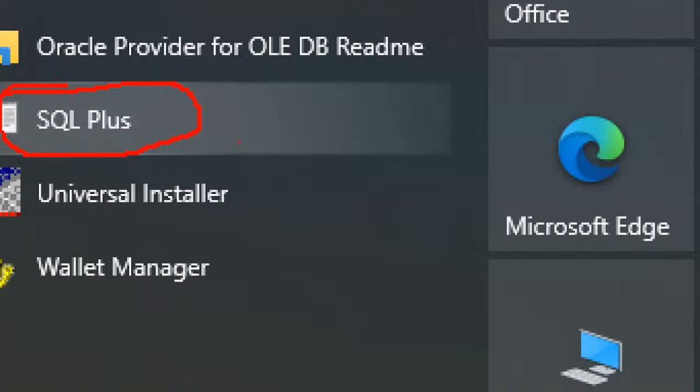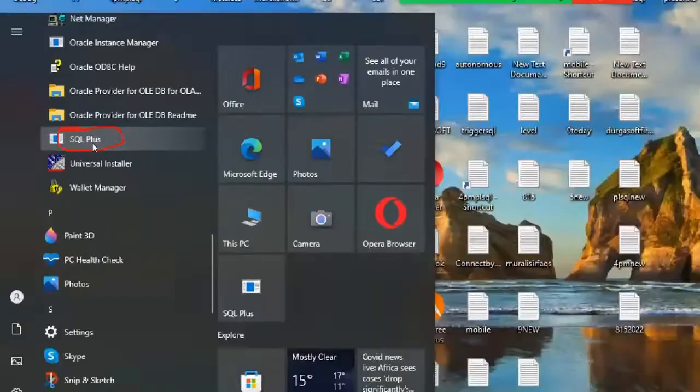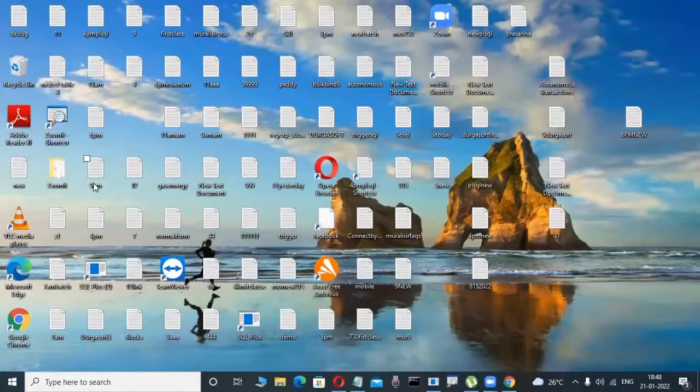SQL Plus is a default tool. Again, SQL Developer is a tool, that is a GUI tool. That tool you can also install, not a problem. Again, SQL Navigator is a tool, Toad is a tool. Those are all explicit GUI tools. But this is SQL Plus, you are not required to load it. Once we are loading the Oracle software, automatically that SQL Plus tool is available.